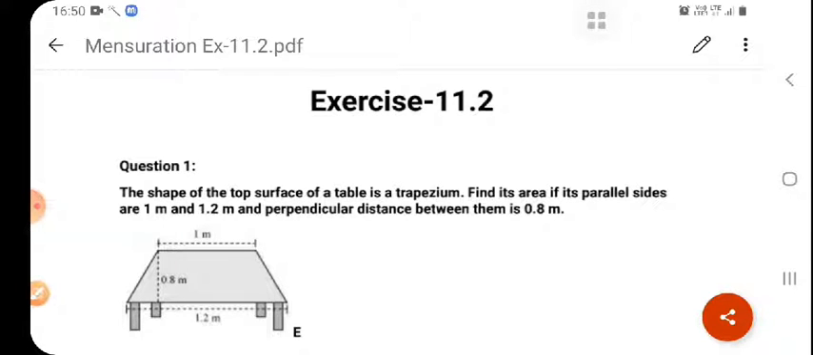Question number 1. The shape of the top surface of a table is a trapezium. Find its area if its parallel sides are 1 meter and 1.2 meter and the perpendicular distance is 0.8 meter.